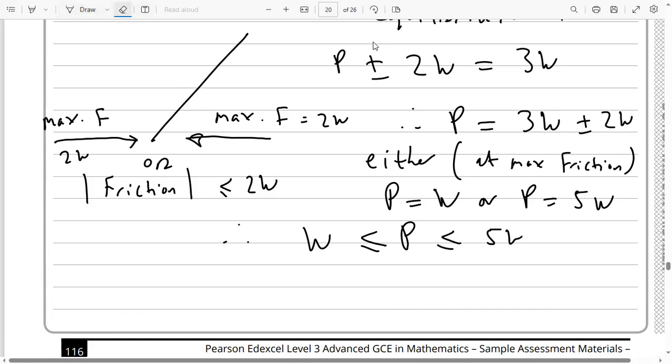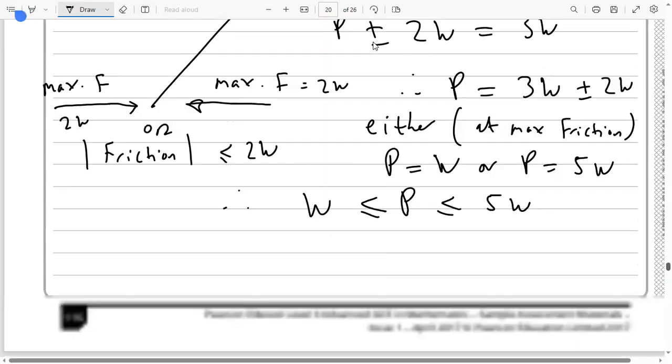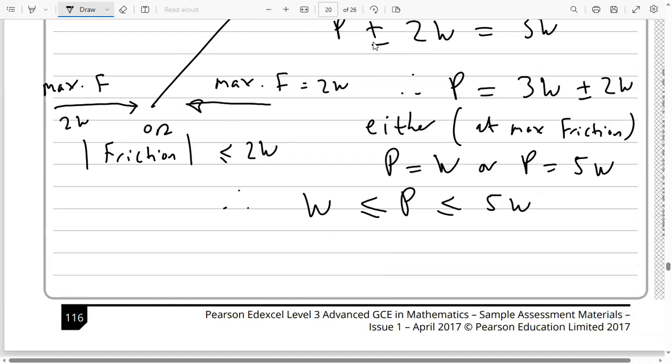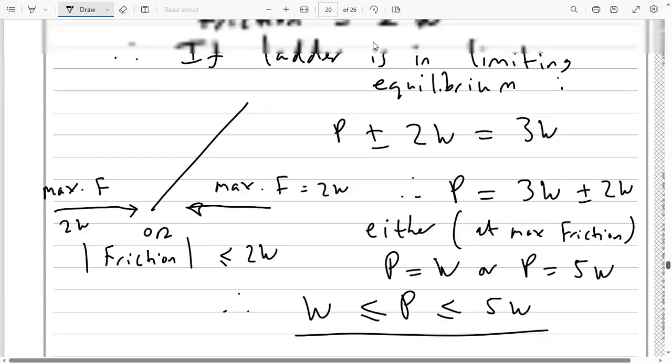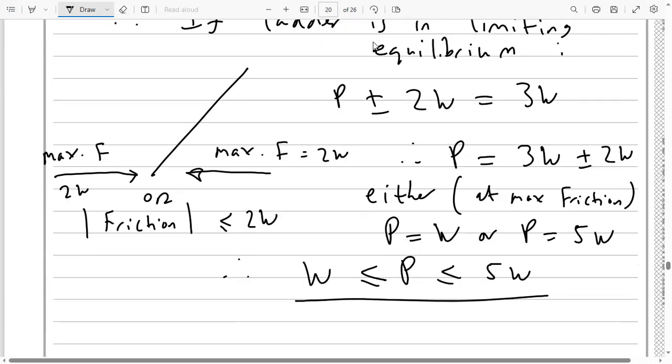So the magnitude of this horizontal force that we're going to push the ladder with is between W and 5W, right? Again, because the friction could be going to the right, and that's anywhere between 0 newtons and 2W newtons, or the friction could be going to the left. Again, we don't know the direction, and that's anywhere between 0 newtons and 2W newtons. So altogether, the P value must be between W and 5W. So that's your final P there.